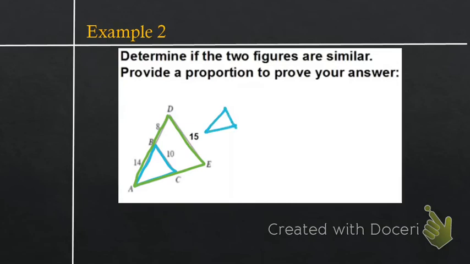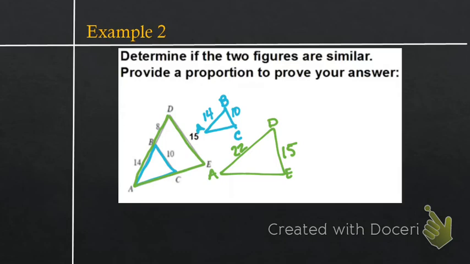So that blue one, we have triangle ABC. This was 14. This is 10. And then we have our bigger triangle, which is ADE. This was 15. 14 plus 8, we get 22.